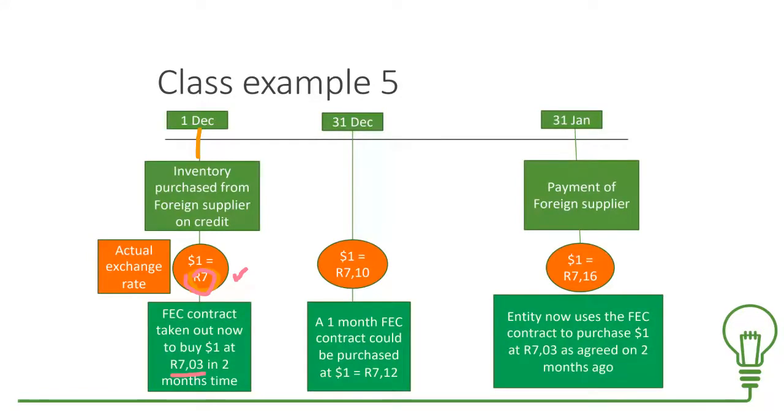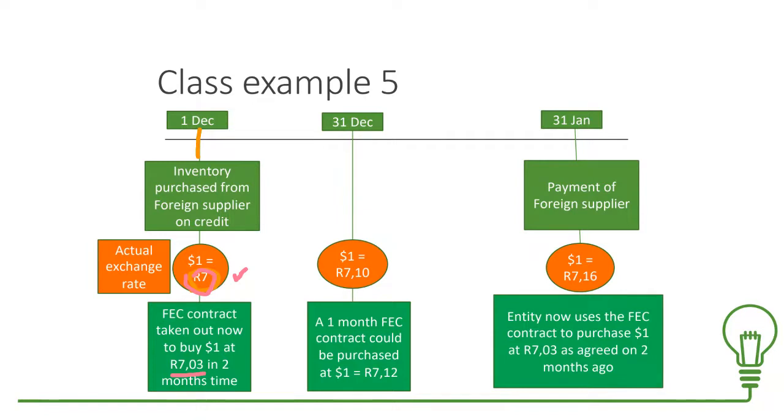But remember, the fair value of the FEC on that date is equal to 7 Rand 3 cents. So we are entering into an FEC that's going to cost us 7 Rand 3 cents, and the fair value is 7 Rand 3 cents. So we're not passing any journal entries on that date.